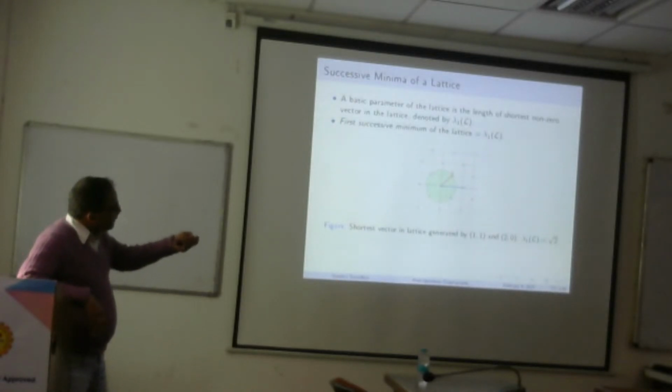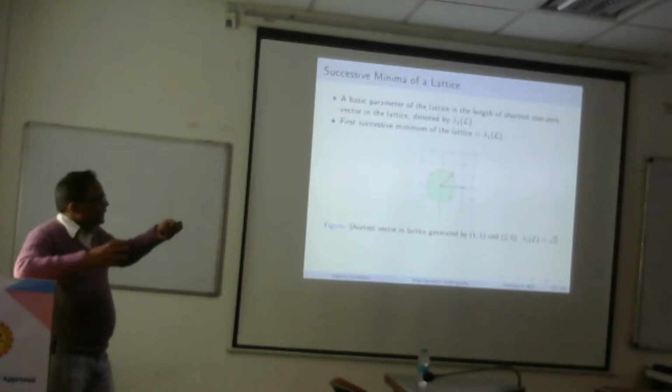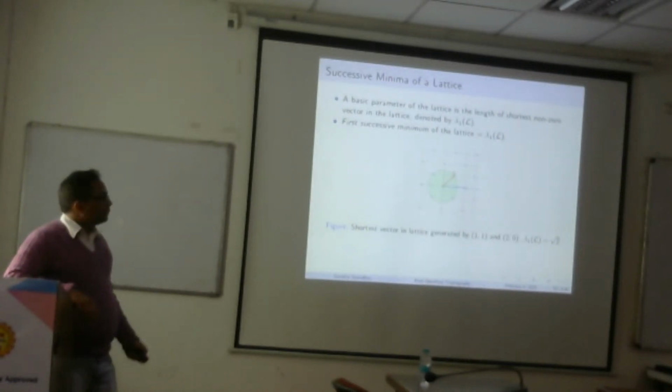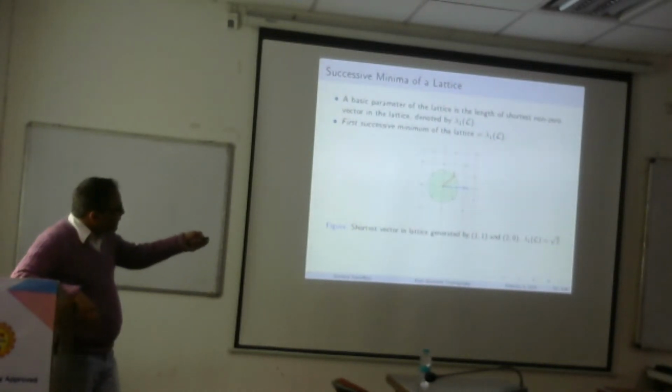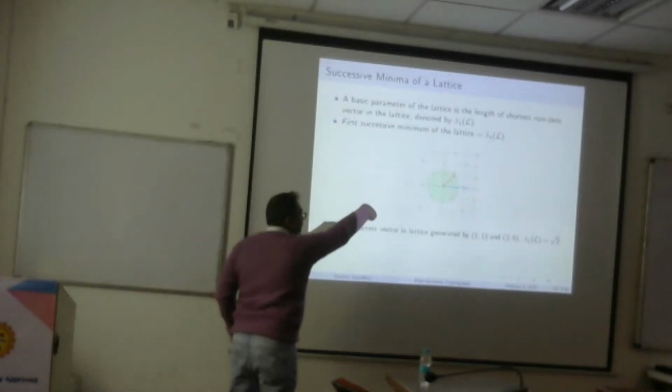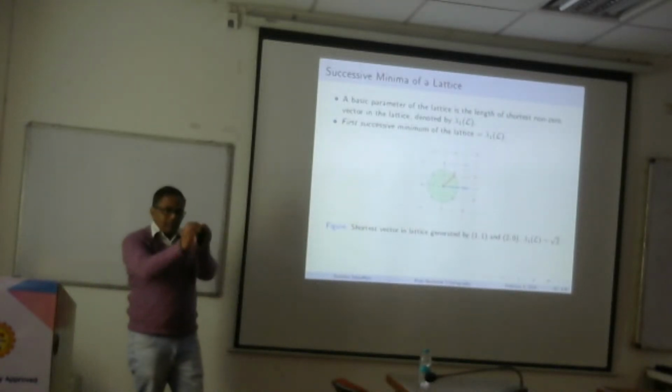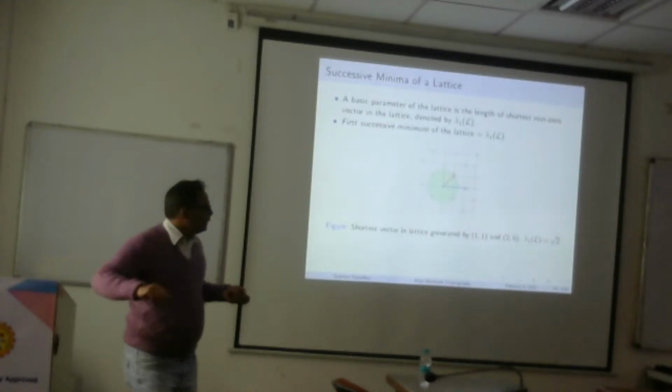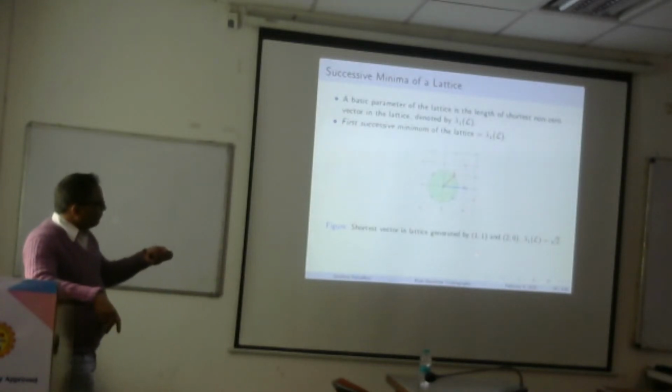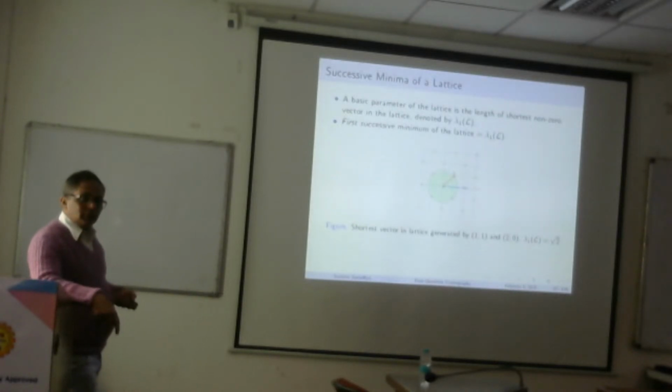Okay. In this example, B2, the length of B2 is that first minimum. Because if I go anything less than B2, starting from here, I will not touch any point. I will remain in an empty area only. So, for example, if I have a lattice generated by the vectors 1 1 and 2 0, then the first minima is square root 2.